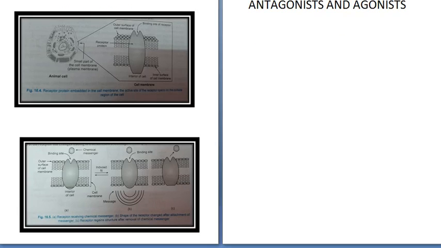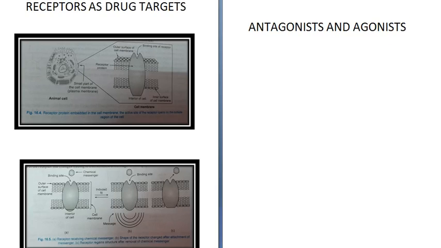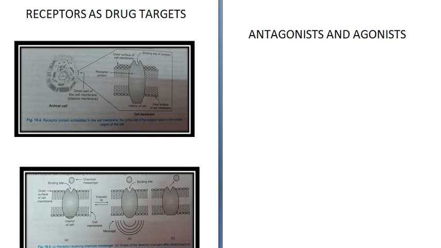Receptors as drug targets. Now the receptors which are present in our body are proteins. They are receptor proteins. They are embedded in the cell membrane in such a way that the small part having the active site projects out of the surface of the membrane and opens on the outside region of the cell membrane.